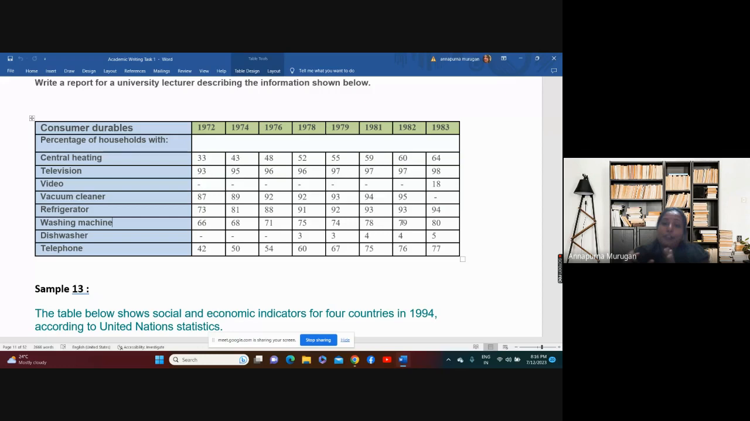You can see here 33 is there, 64. That means it's double the amount. It's almost double, almost a 90% increase, so approximately a 190% increase is there. Here 93 to 98, very less, isn't it? So here, video was the object that was used only in 1983. Okay, so it was used only in 1983.